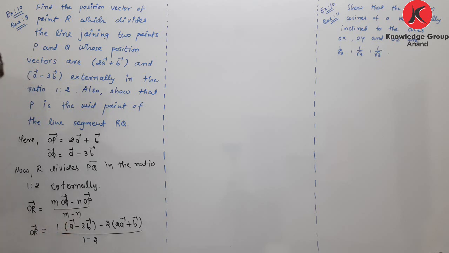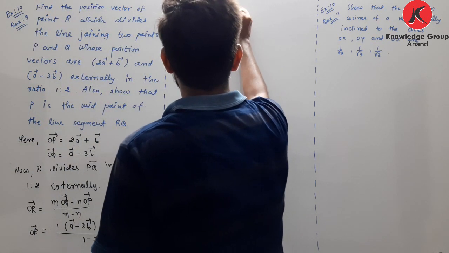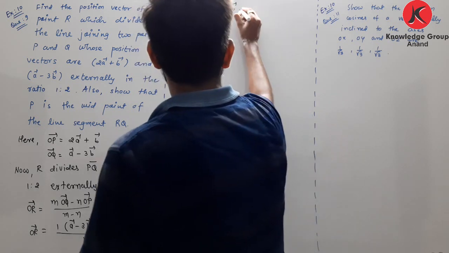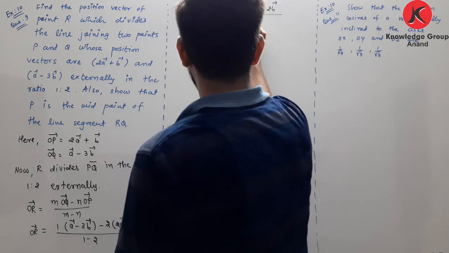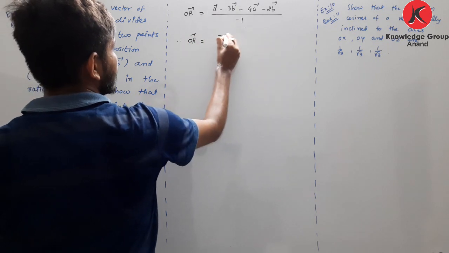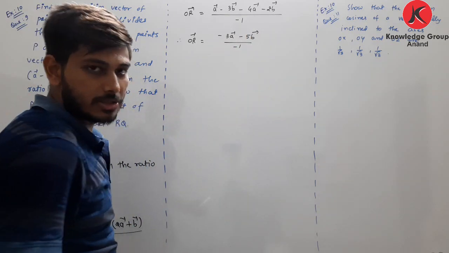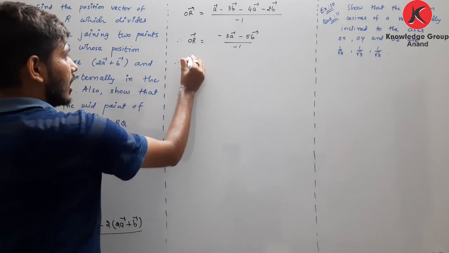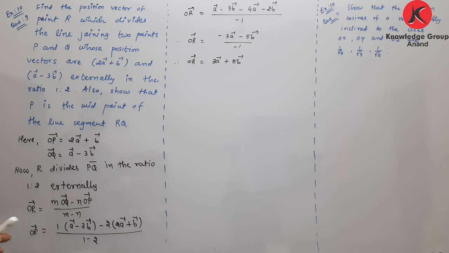Now simplify this. We get OR equals a bar minus 3b bar minus 4a bar plus 2b vector, divided by minus 1. Simplifying, OR vector equals a bar minus 4a bar minus 5b bar, divided by minus 1. Taking minus common, we get the vector OR equals 3a bar plus 5b bar. This is the answer of the first question: the position vector of R, which divides the line segment PQ in the ratio 1:2 externally.